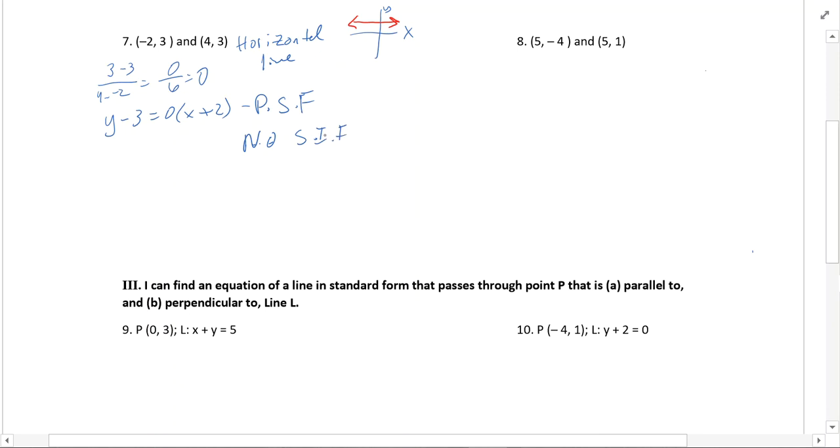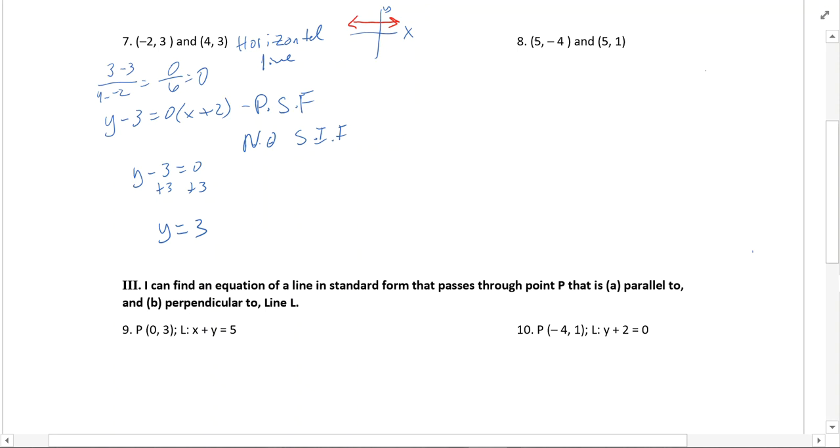But you can write it as the equation of its line. To do that, you would just distribute the 0. You get y minus 3 equals 0. You'd add 3 to both sides, and this would be y equals 3. So the equation of any horizontal line would be y equals whatever point it's crossing, because it's always going to cross the y-axis. All right, let's do number 8.